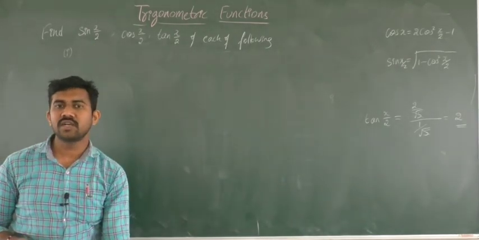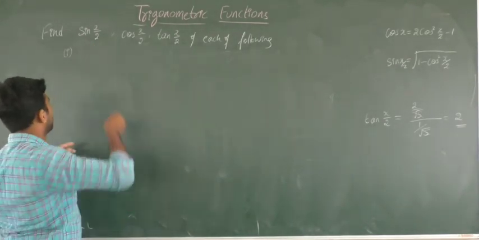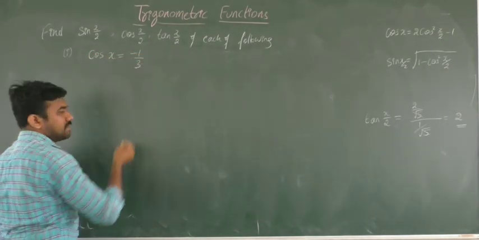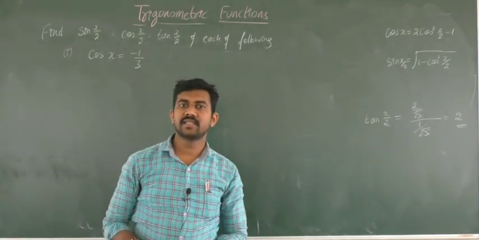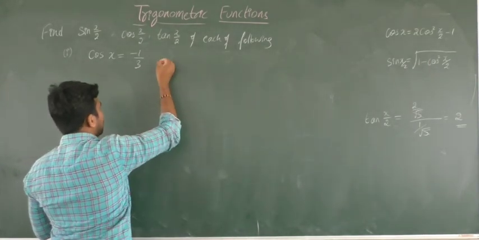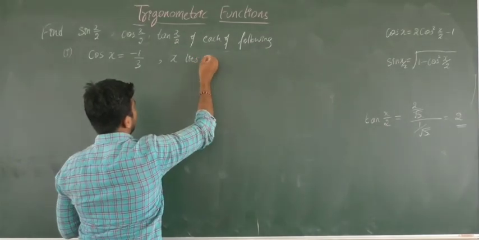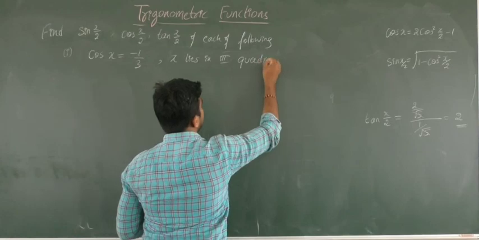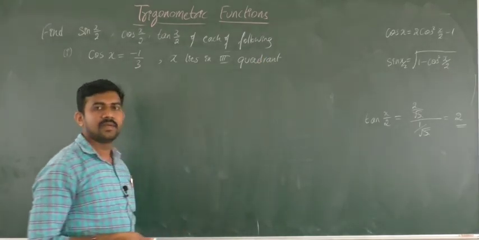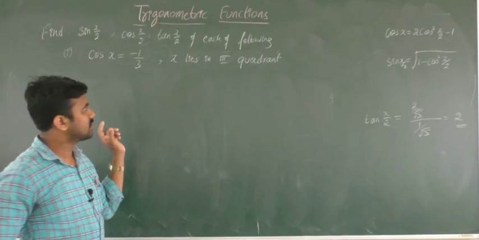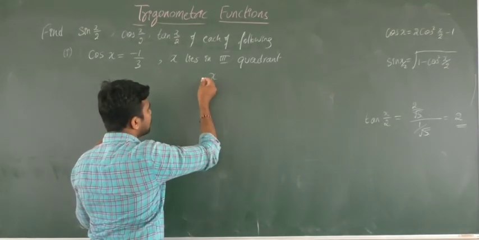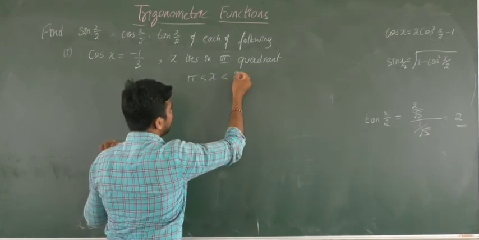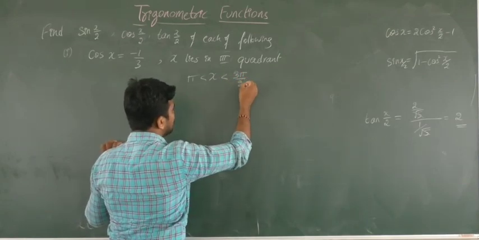Here they have given cos x is equal to minus 1 by 3, and x lies in the third quadrant. X lies in the third quadrant means we can say x is in between 180 degrees to 270 degrees, that is 3 pi by 2.